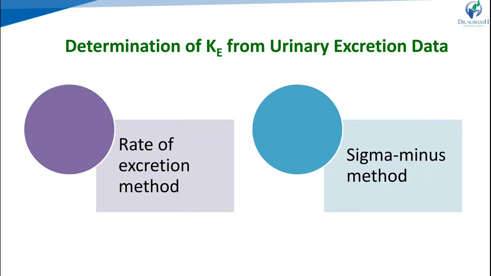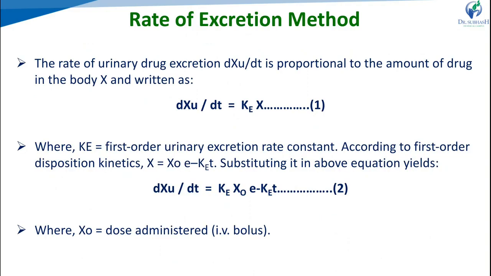Now you have to go for the determination of the first order elimination rate constant, or excretion rate constant, by using urinary data, by two methods: the rate of excretion method and the sigma minus method. The first one is the rate of excretion method. The rate of urinary drug excretion, dXu/dt, is proportional to the amount of drug in the body X. So the equation becomes dXu/dt = K X, where K is the first order urinary excretion rate constant.